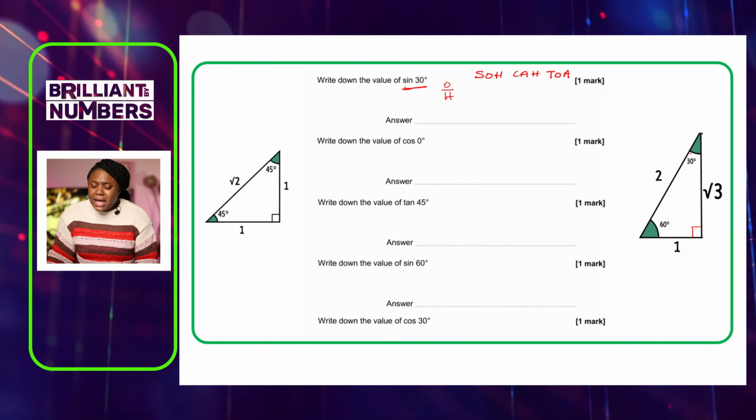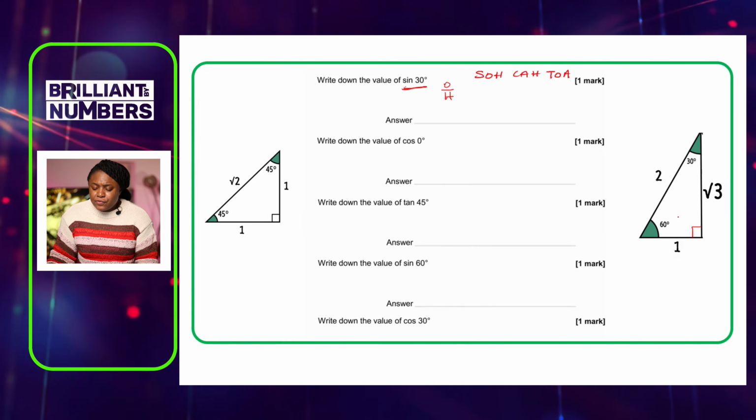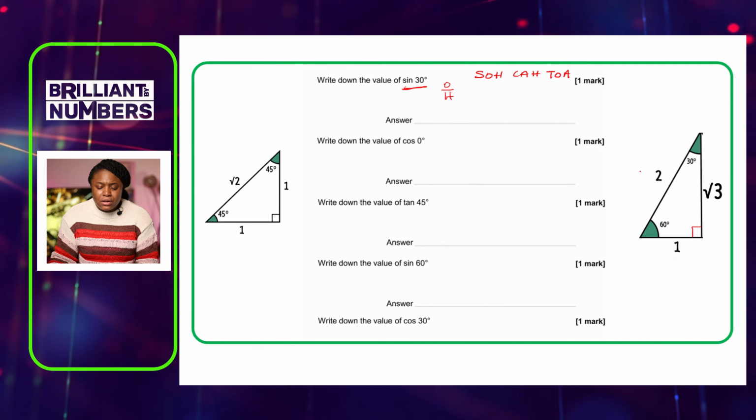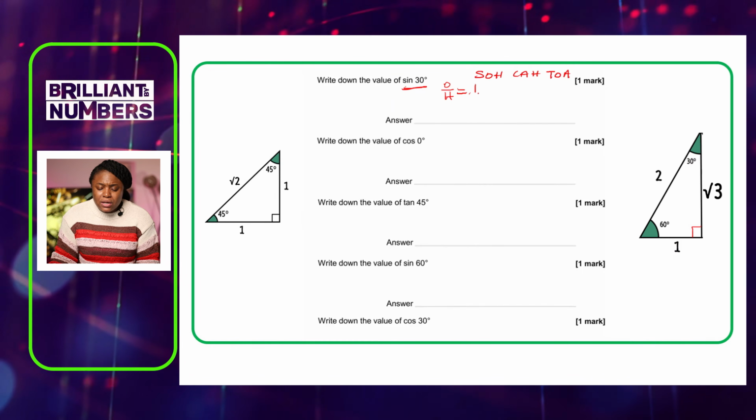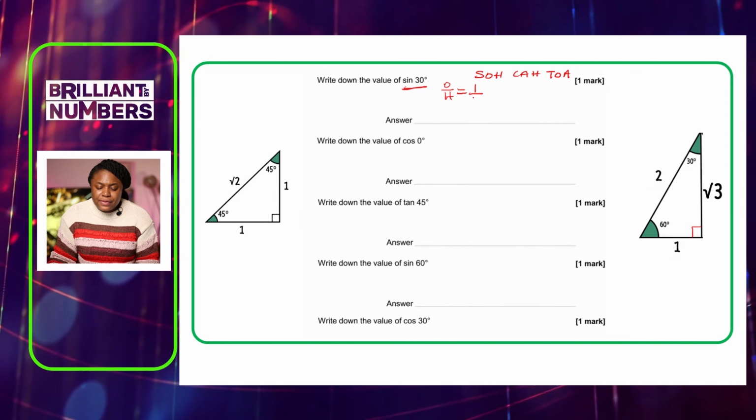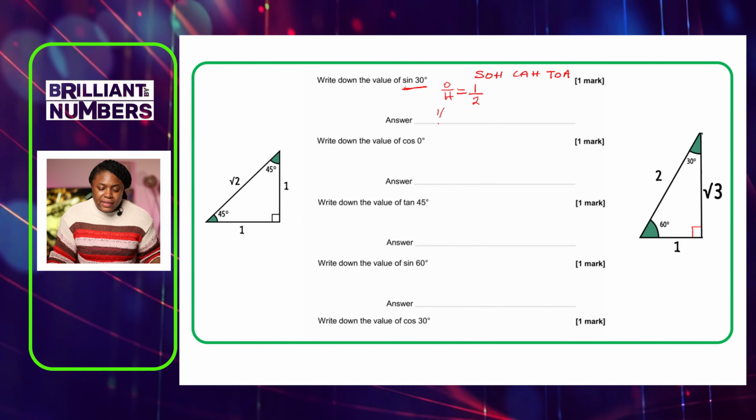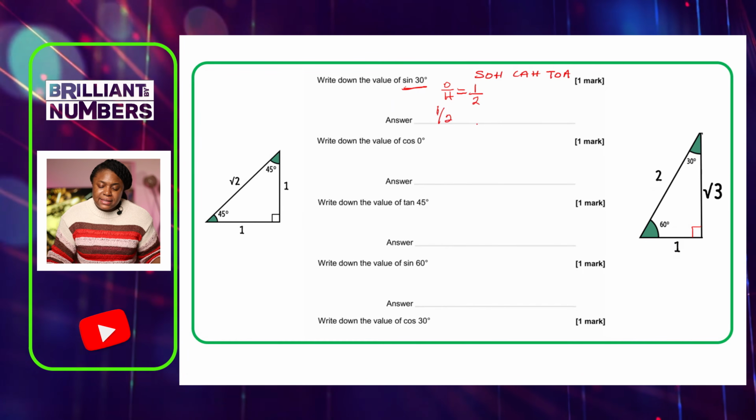So I go to my angle of 30 degrees. I identify my opposite side. So facing this angle is 1. So the opposite side is 1. And the hypotenuse is 2. So therefore, sine 30 is a half. I write that down. I tick that off.